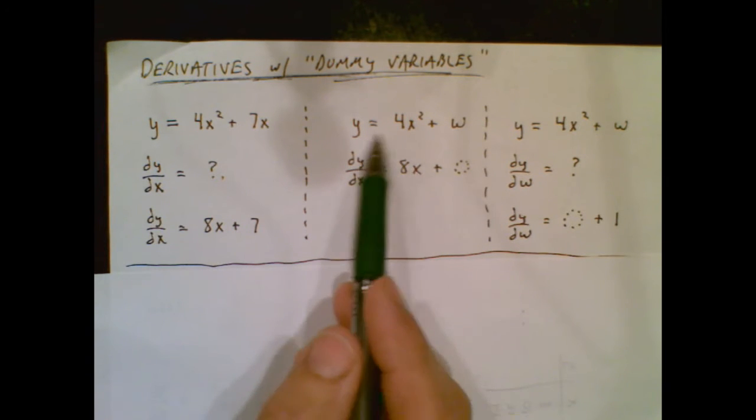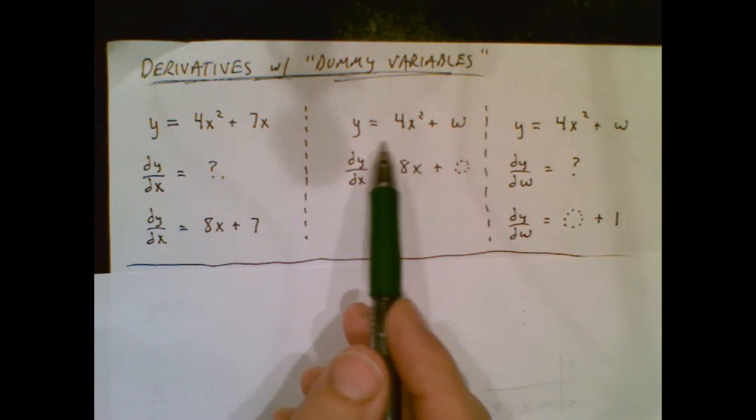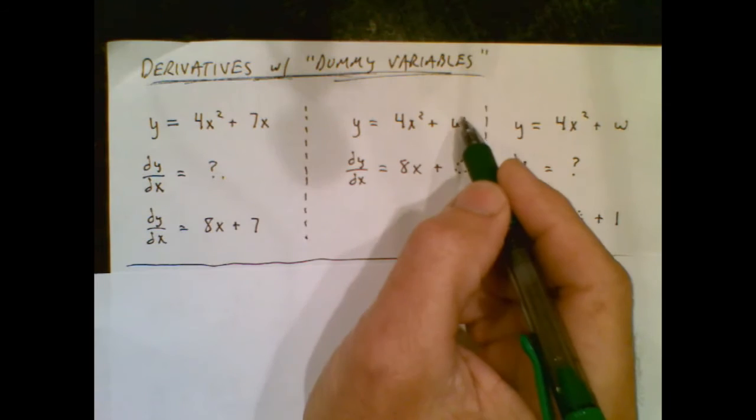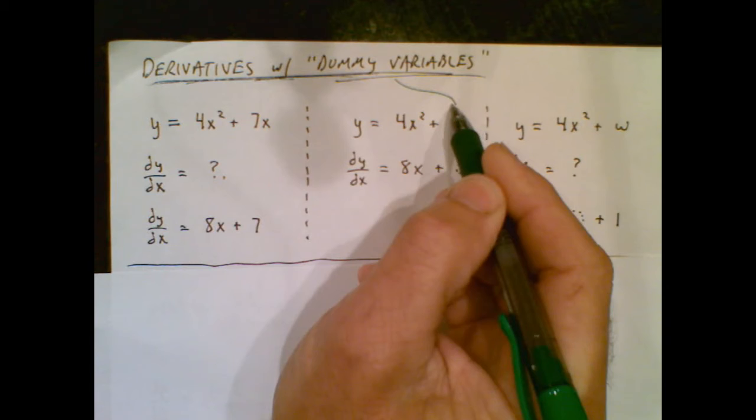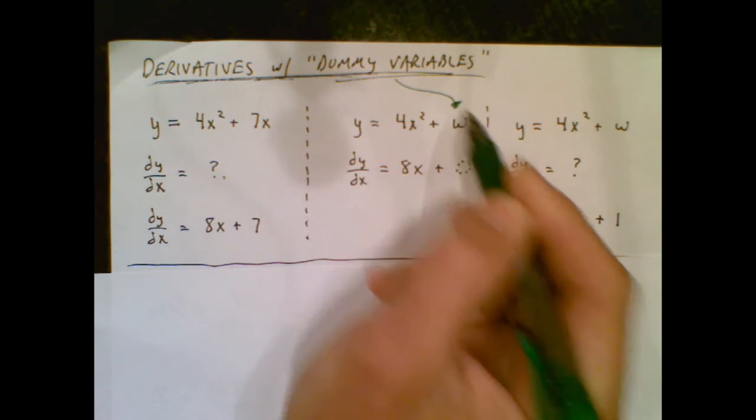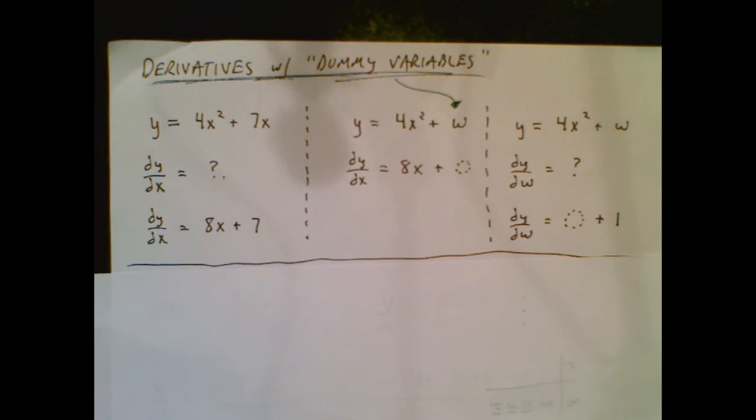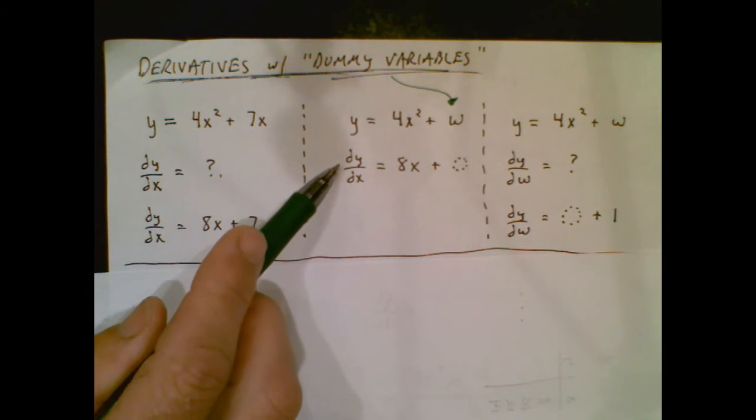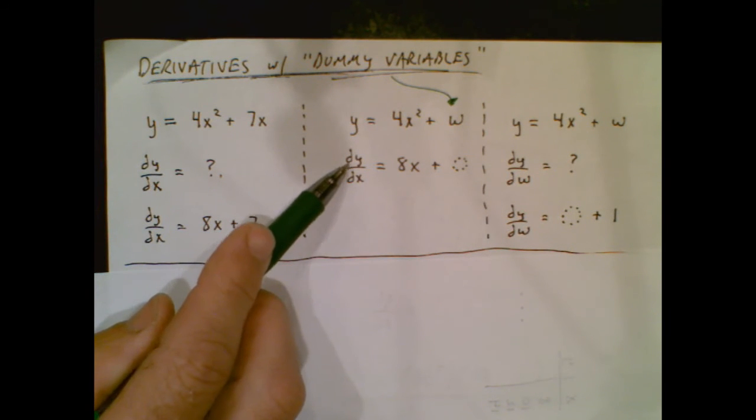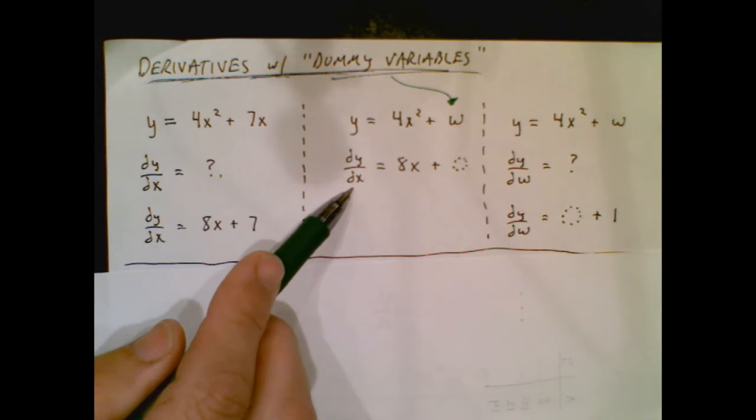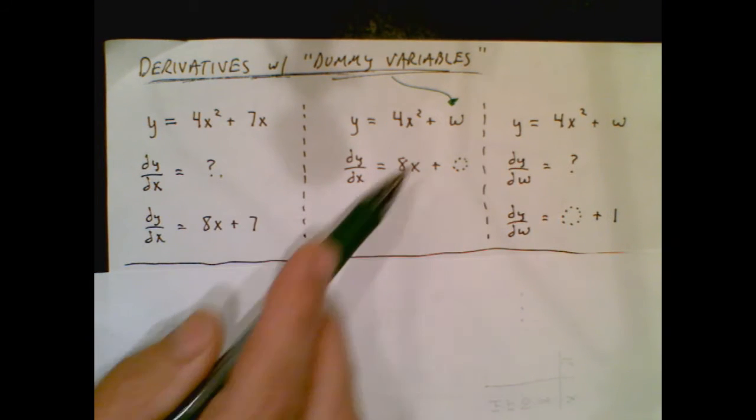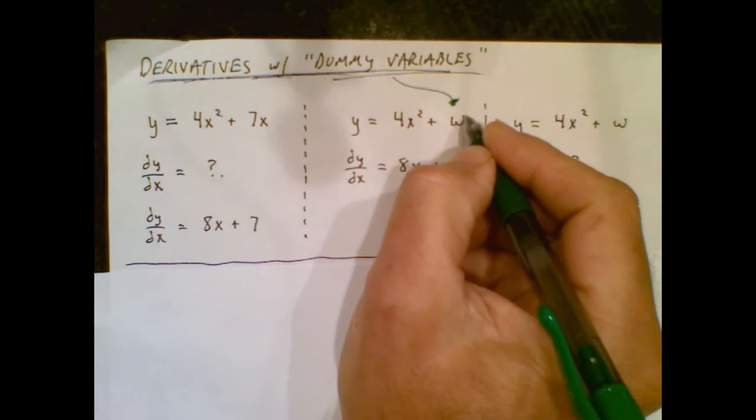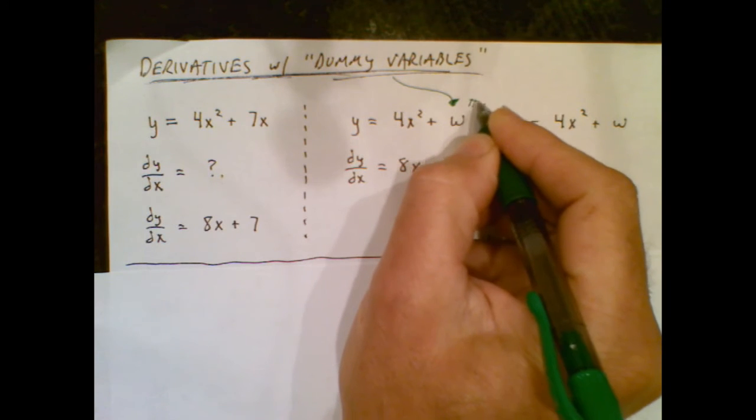But let's now move on to this next equation right here, y equals 4x squared plus w. In this case, I'm going to call w a dummy variable, meaning it looks like a variable, but it's not going to act like a variable, and here's why I know that. The instructions might say find dy dx, which means find the derivative of equation y that happens to be using variable x, which means to your brain, w is not a variable. In fact, w is going to act just like a number.